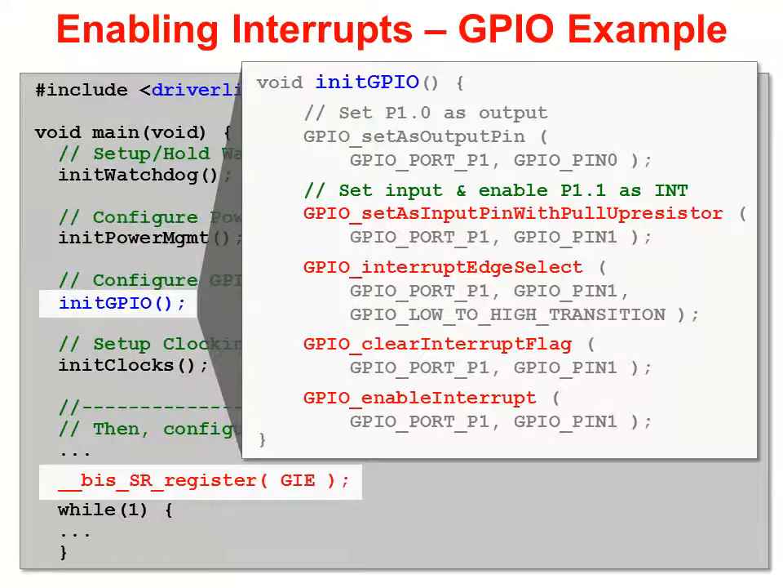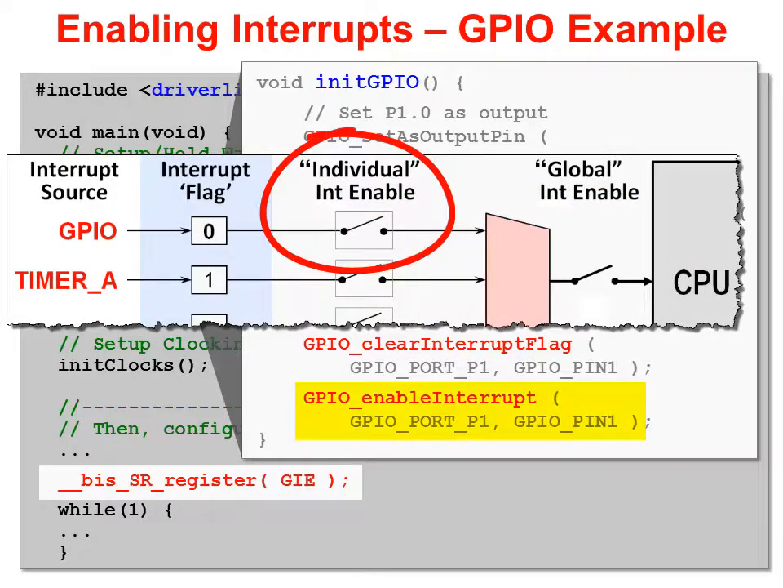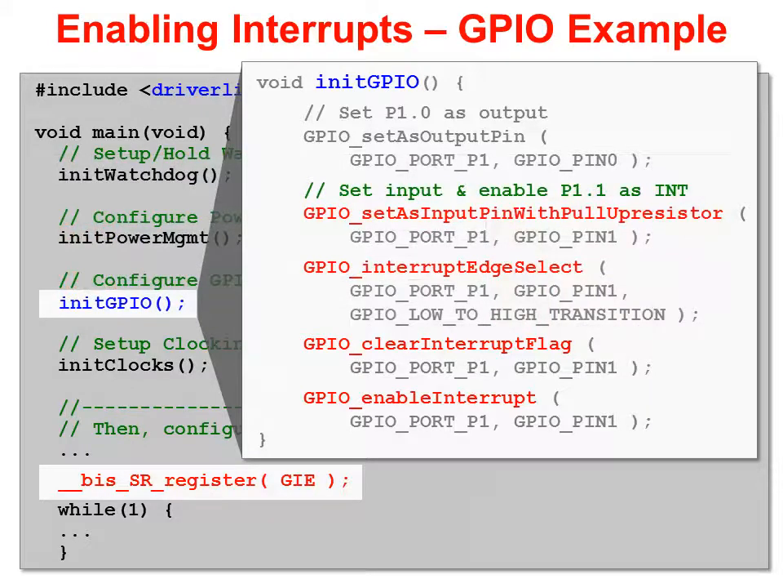Earlier, we learned that for the CPU to recognize an interrupt, 2 enable bits must be set. One, an individual enable, that is an IE bit for each interrupt source we want to use, and 2, the global interrupt enable. GIE is the common master enable bit for all of the interrupts, well, except for those that are defined as non-maskable. In this example, we set up a GPIO pin as an interrupt.